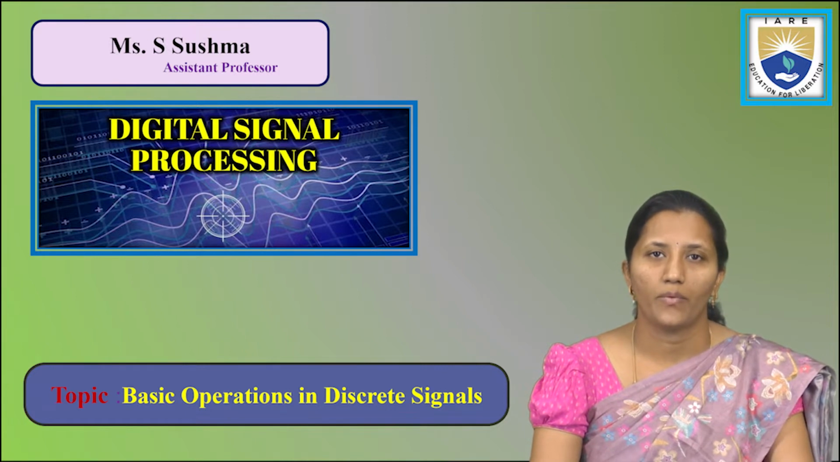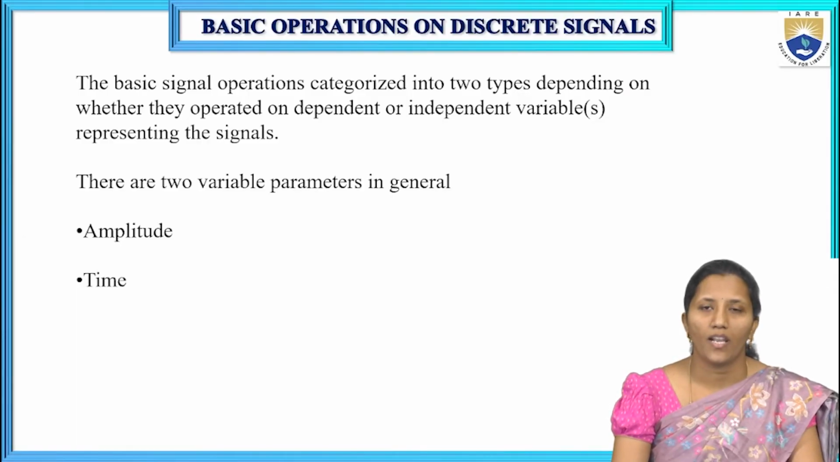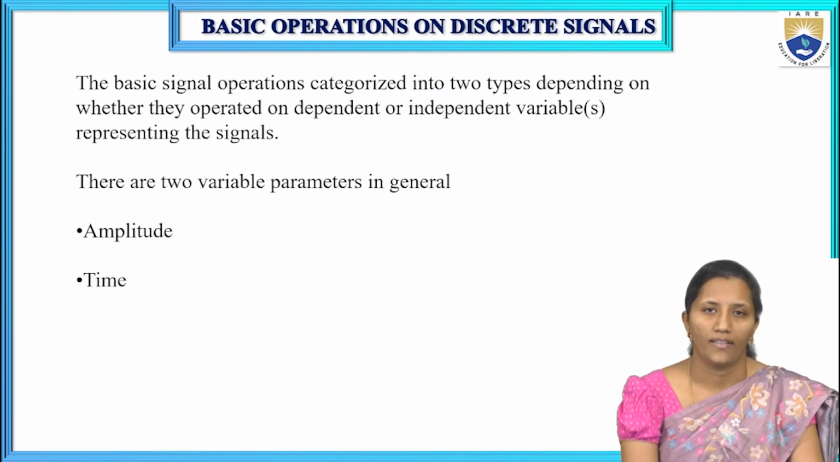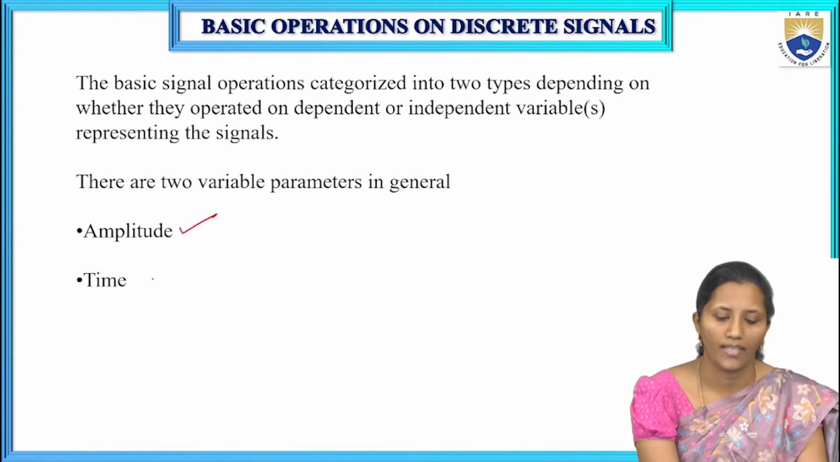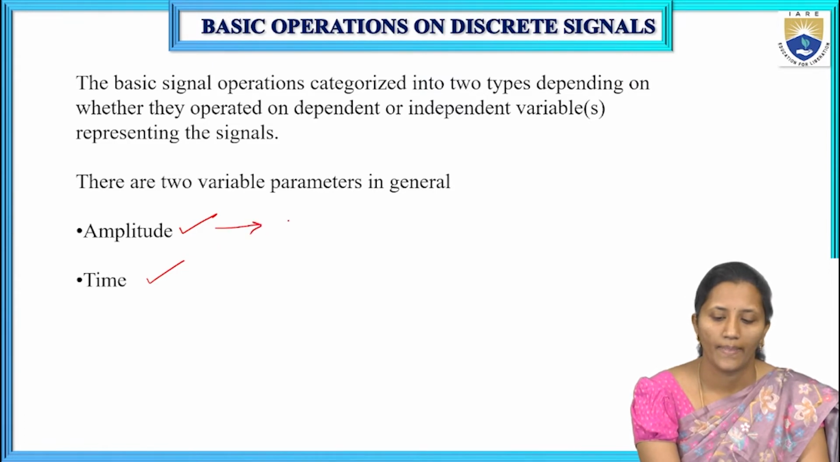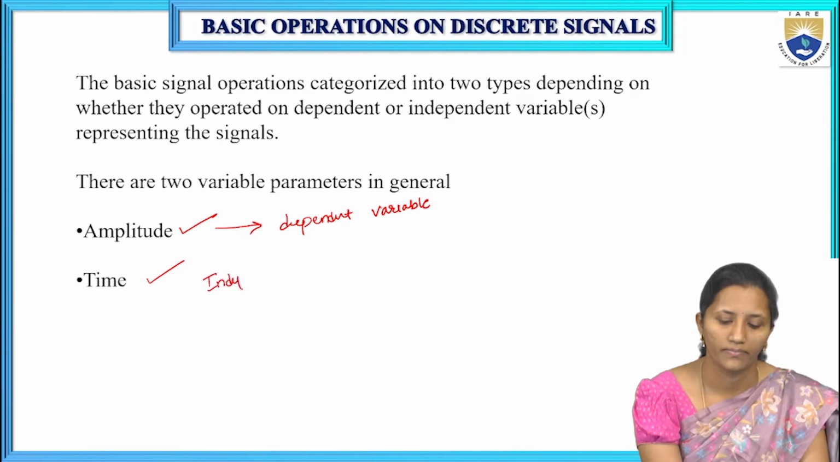Today we are going to discuss the basic operations on discrete signals. The basic signal operations are categorized into two types, depending on whether they act on the dependent variable or the independent variable representing the signals. There are two variable parameters in general. The first one is amplitude and the second one is time. Here the amplitude is the dependent variable, whereas time is the independent variable.